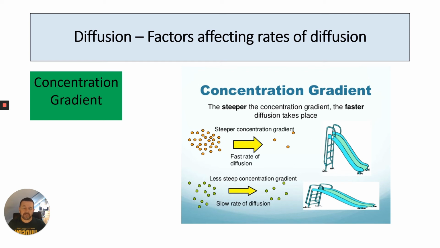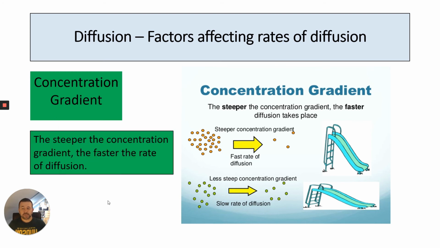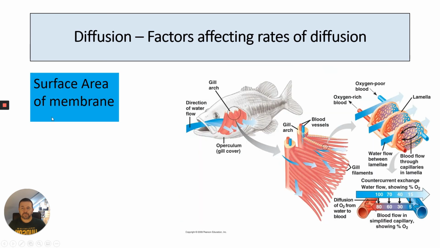And I like to think of it as the analogy of a steep slide, whereas a less steep concentration gradient, so you can see there's a lower number of particles, still a higher concentration than here, but there's a slower rate of diffusion. So it's a bit like a slide that is less steep. So the steeper the concentration gradient, the faster the rate of diffusion.